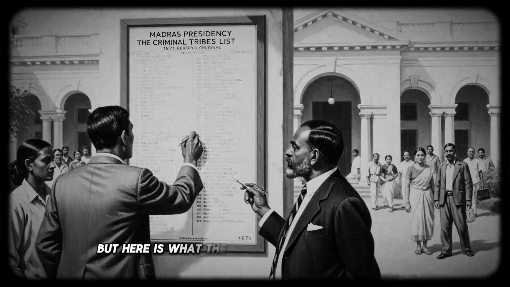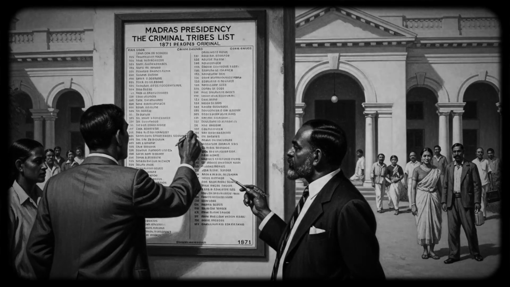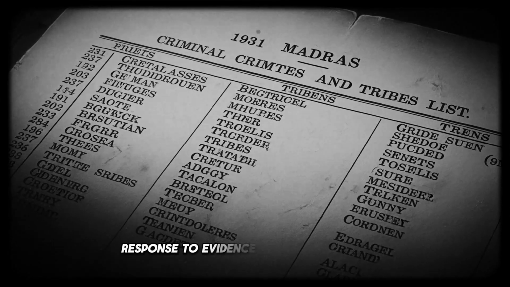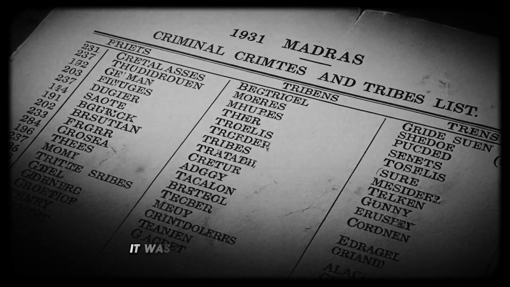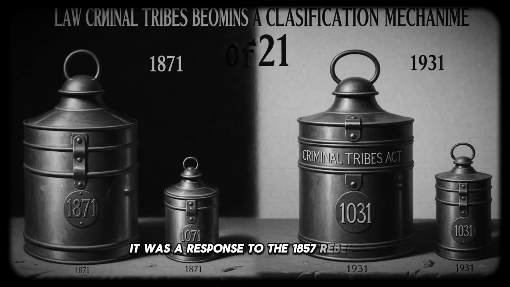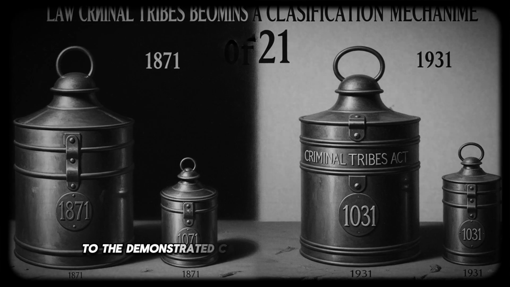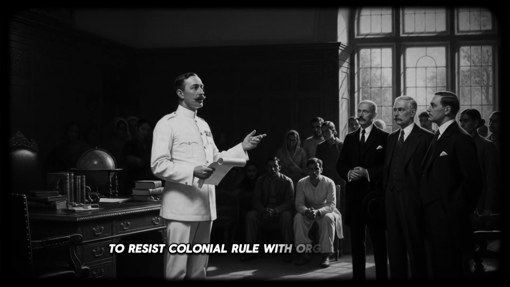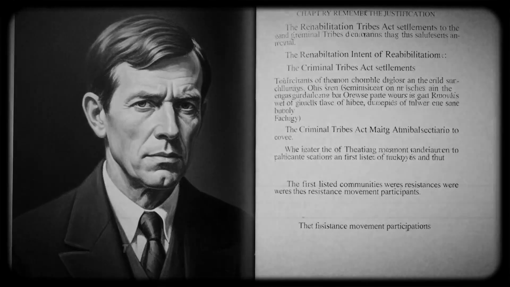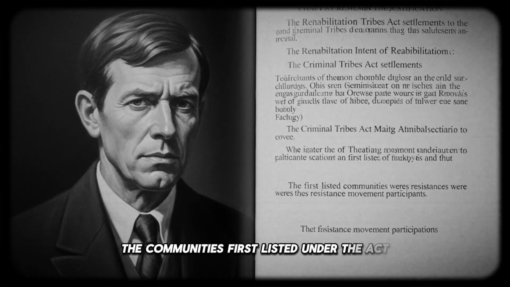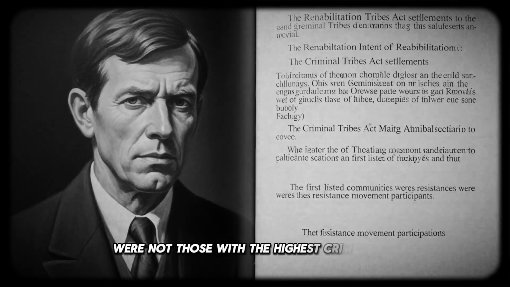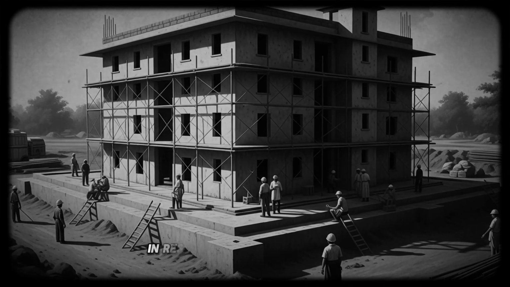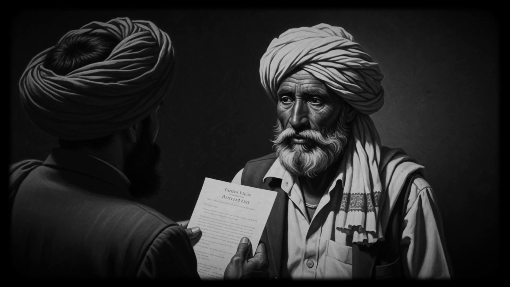But here is what the textbooks say more quietly. The 1871 law was not a response to evidence of criminal activity. It was a response to the 1857 rebellion, to the demonstrated capacity of certain communities to resist colonial rule with organized force. The communities first listed under the Act were not those with the highest crime rates. They were those who had most actively participated in resistance to British authority.